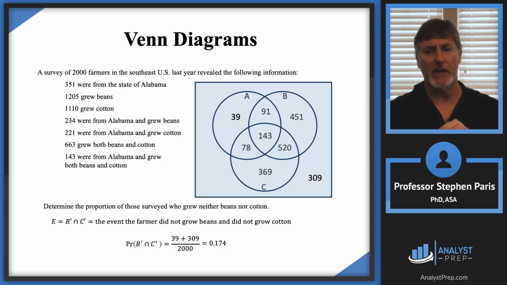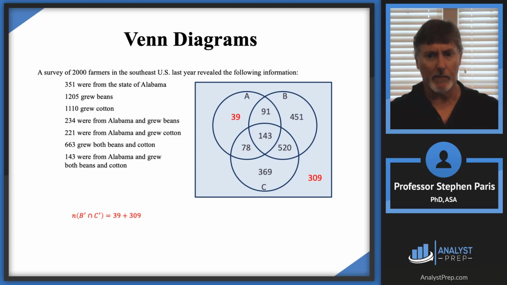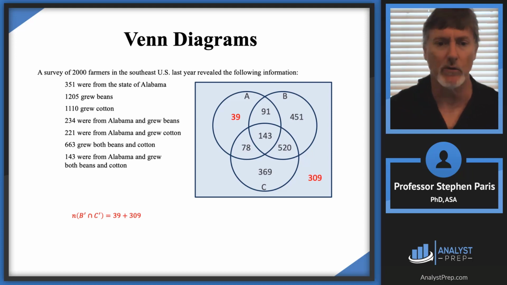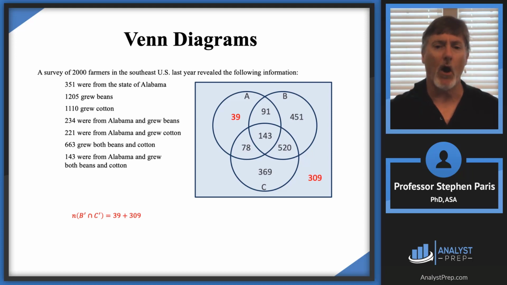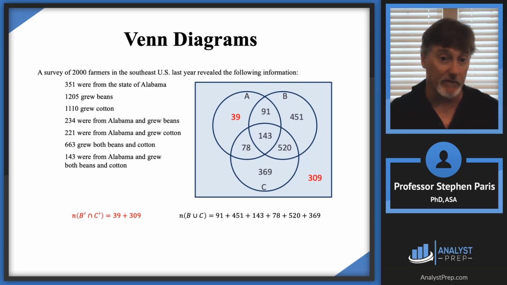Now I want to focus a little bit more just to introduce these DeMorgan's laws. Let's look at the number in the intersection B prime and C prime, B prime intersect C prime. That was the 39 plus the 309 that we were talking about. Now, if you add up all the others, which I'll keep in black, notice that all of the others can be described as the number in the union of B and C. In other words, those are complementary events. If you take B union C, I've accounted for everybody at this point.